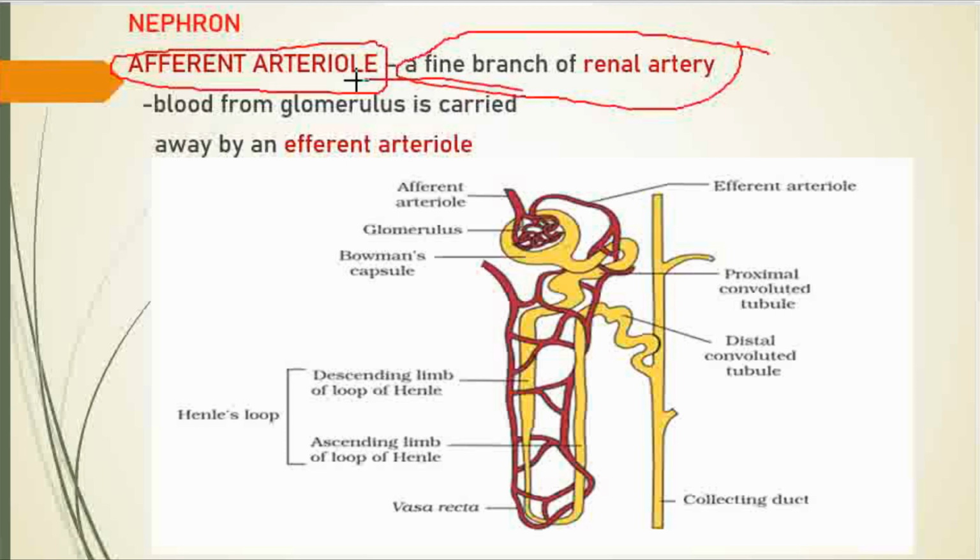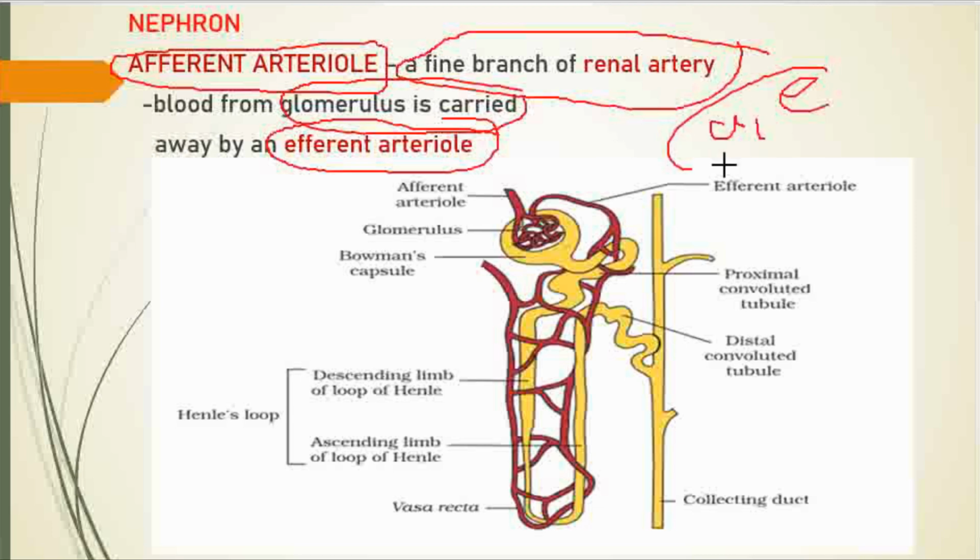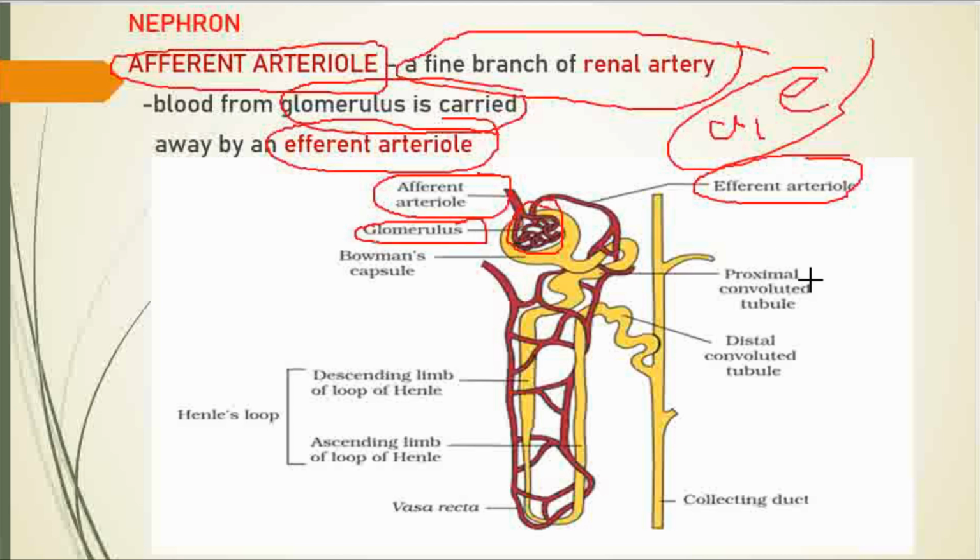And blood from glomerulus is carried away by an, I said opposite word afferent, no? So the blood is carried away from the glomerulus by this efferent arteriole. So incoming na afferent, outgoing is efferent. So here you can see in the picture clearly, the afferent arteriole, and the tuft of capillaries here is called the glomerulus.